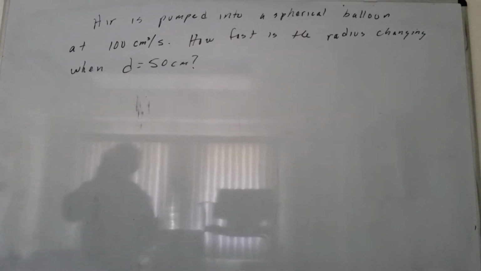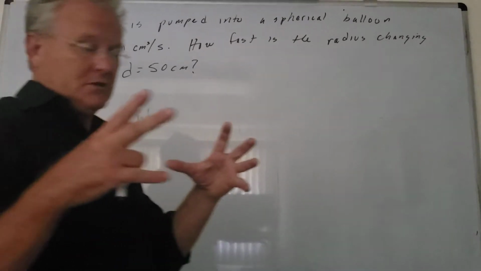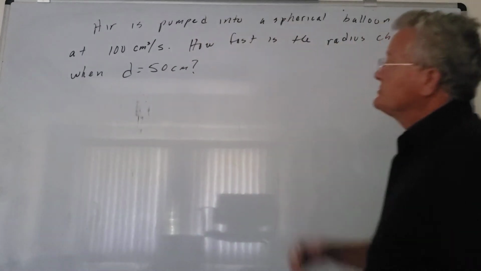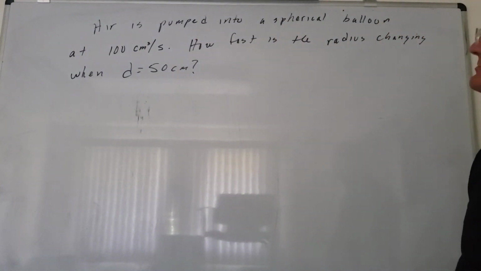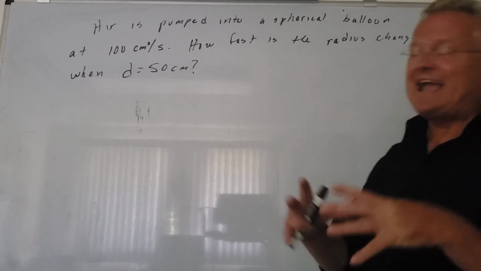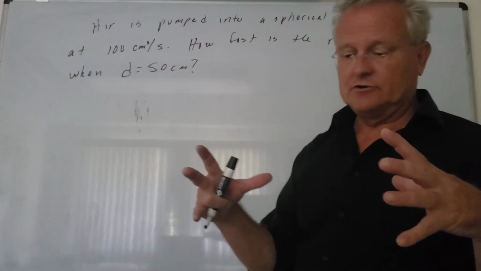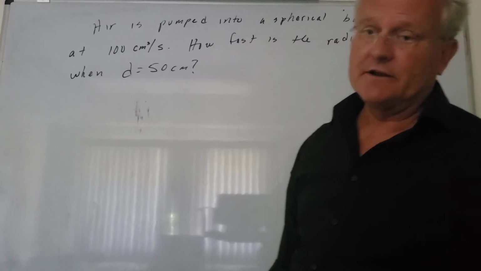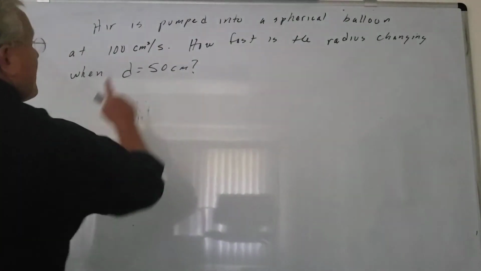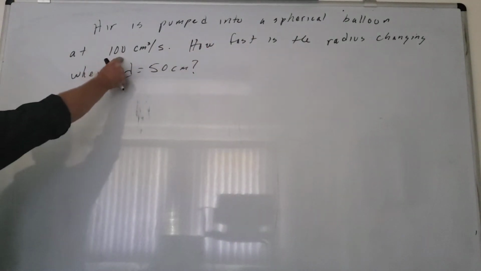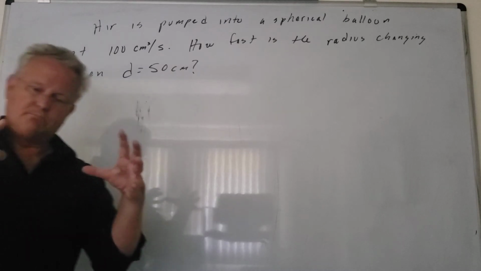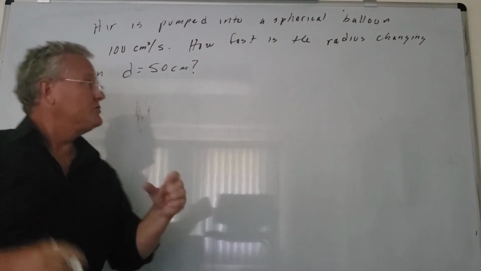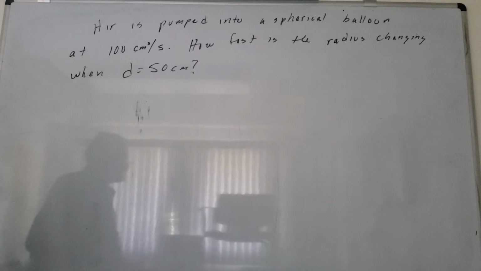Okay, so here we're told that air is pumped into a spherical balloon at 100 cubic centimeters per second. How fast is the radius changing when the diameter of that spherical balloon is 50 centimeters? So air is pumped into a balloon at this rate. It's a balloon, we're talking about volume, that's why it's cubic centimeters per second.